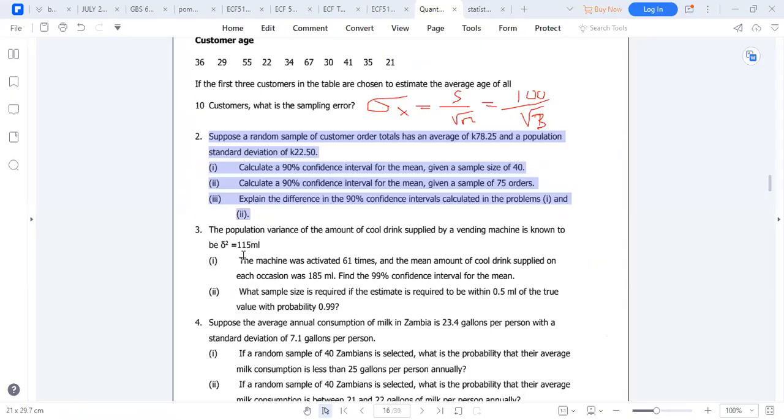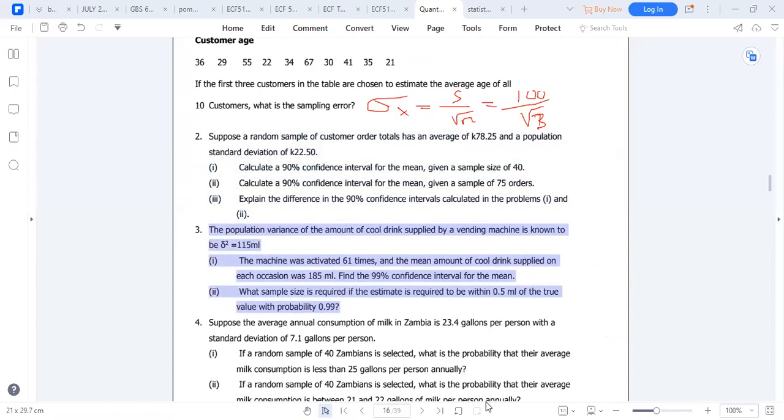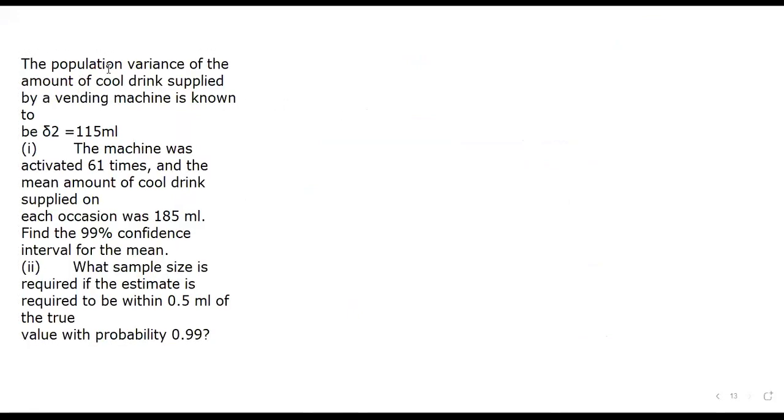Right. So here, question number three, maybe we can end from there. I've taught the whole topic in the shortest possible time I could. Please pay particular attention. The population of cool drink supplied by a vending machine is given by a variance of 115. So the standard deviation is the square root of 115. And the machine was activated 61 times.